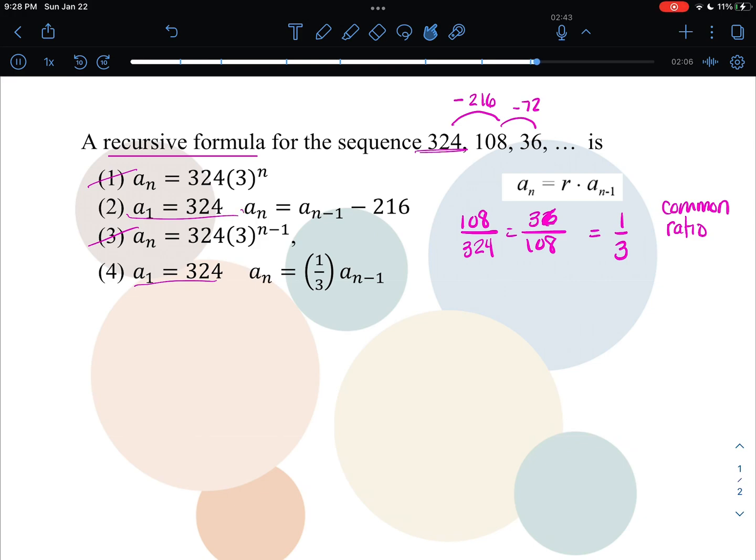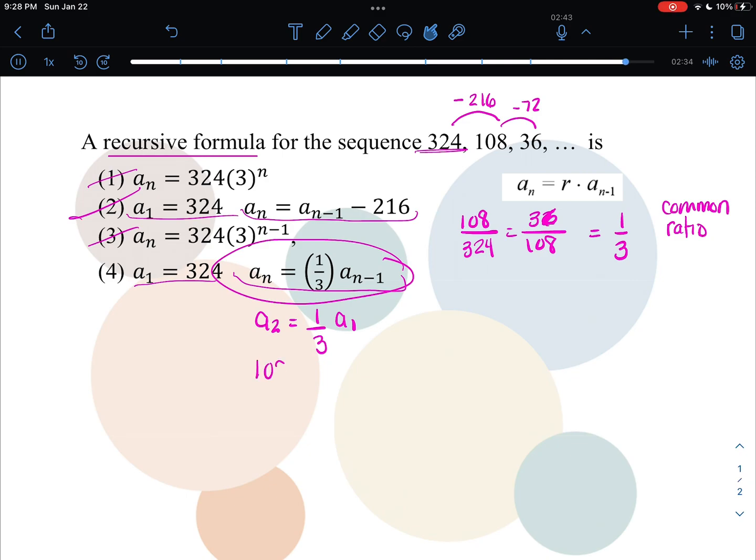That brings me to the rule that they've given me, and I can already tell that it is not rule 2. It's definitely going to be rule 4 because that is including my common ratio. And I can see it's taking, to find out, for example, A2, I would take 1/3 of A1, which is true because A2 is 108, which is 1/3 of 324. So my answer is number 4. And I'm done.